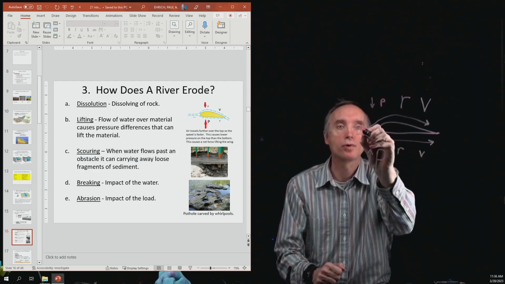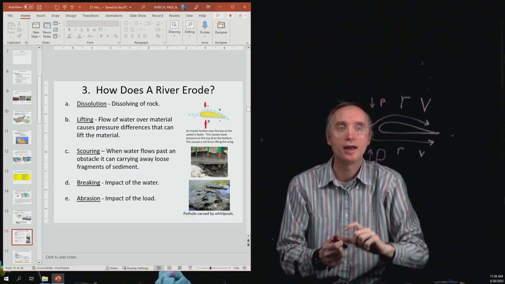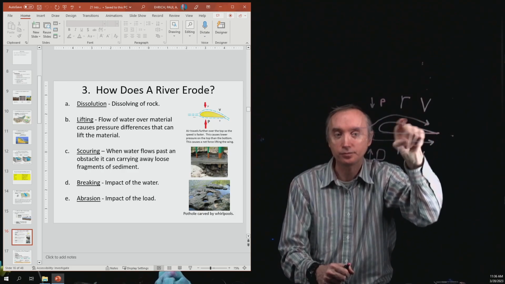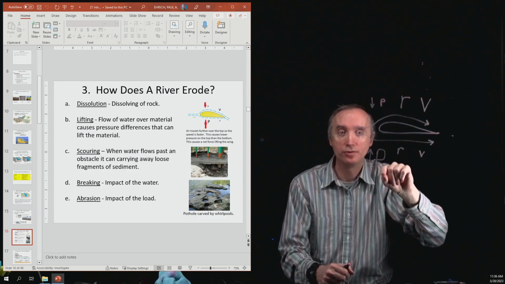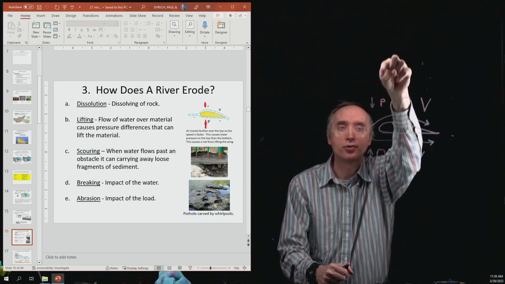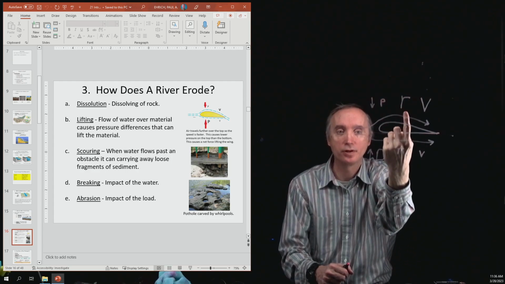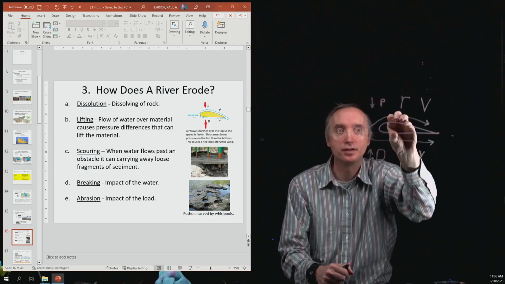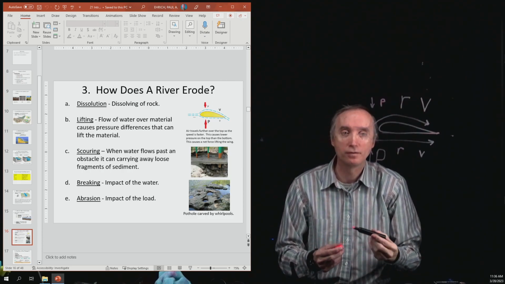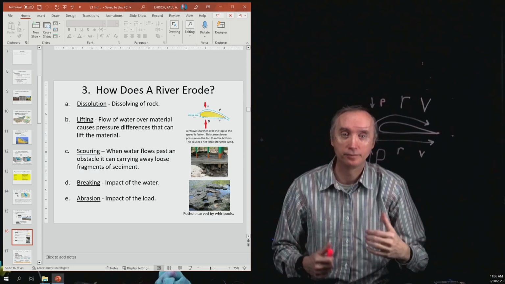This rock could be resting on the bed of the channel, and as the water flows over the top of it, it also is going to produce a pressure. If the pressure pushing down on it is less than the pressure pushing up on it, the net effect is that this rock could be lifted up by the force of the water flowing over the top of it. So that's going to be called lifting.